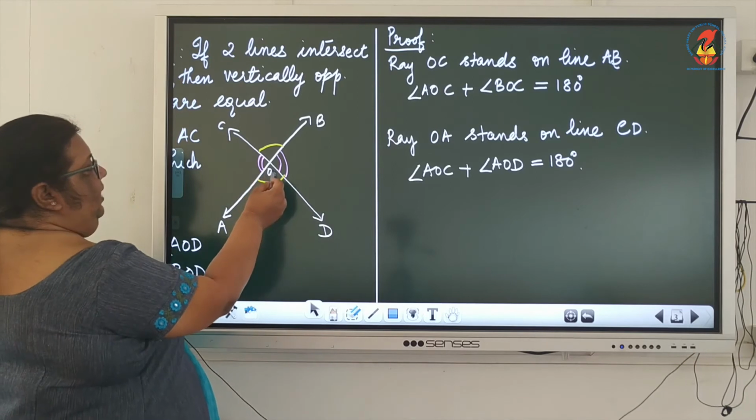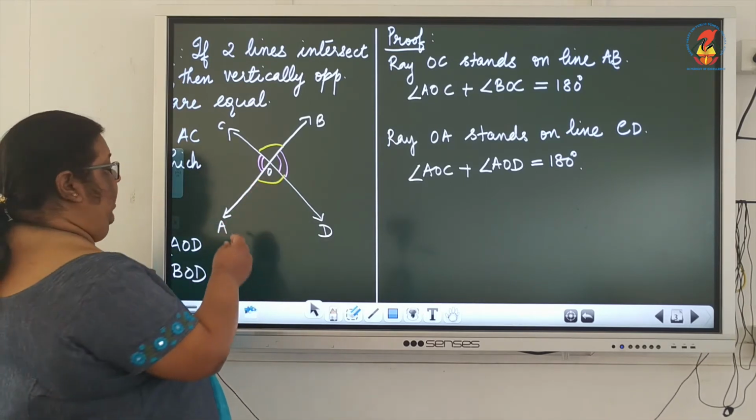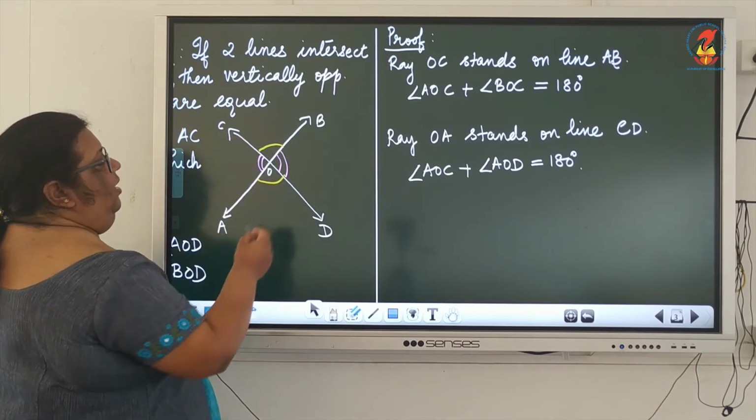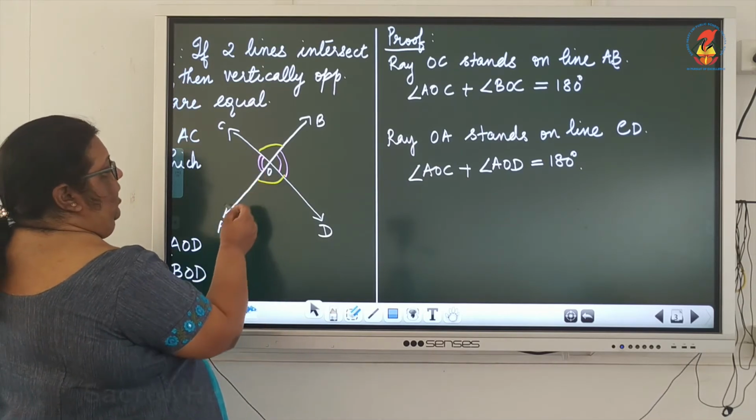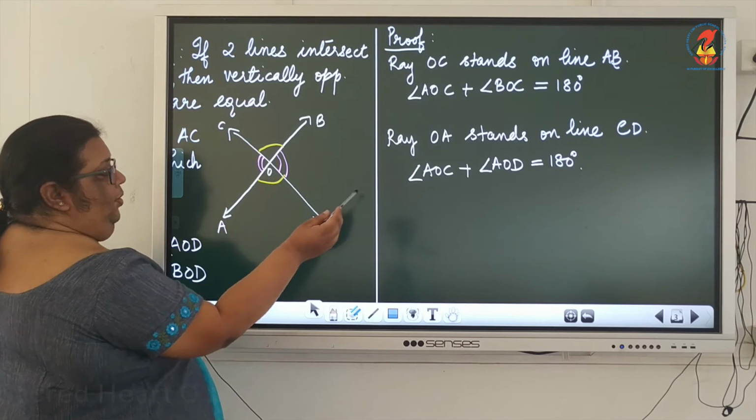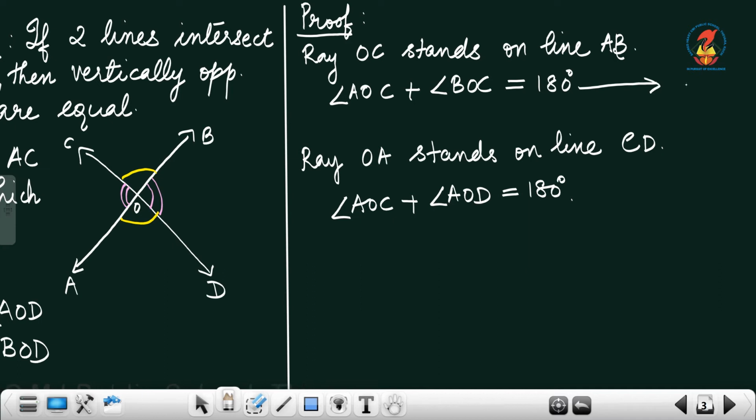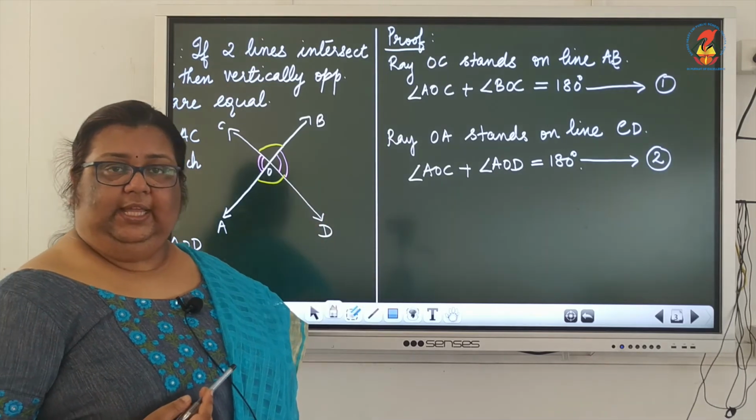Similarly, I am taking the other ray. What is the name of the other ray here? OA. OA stands on which line? CD. OA stands on line CD. Therefore, angle AOC plus angle AOD equals 180 degrees. Equation 1. Equation 2. So, from the linear pair axiom, we can solve the theorem.